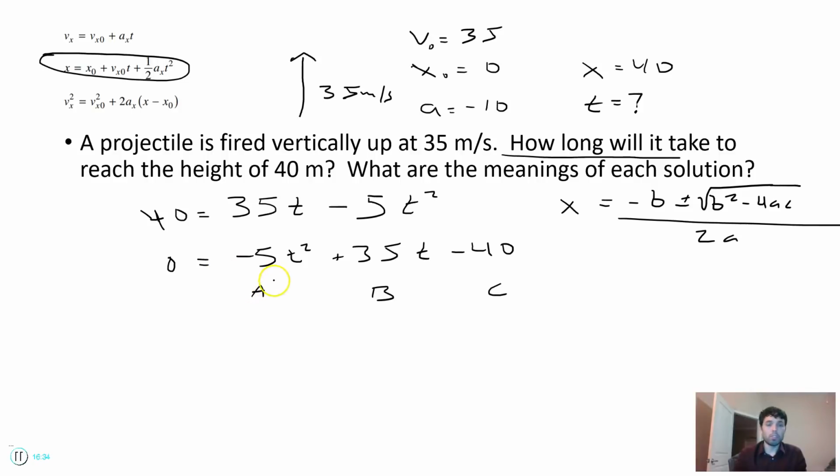Your a term is always the coefficient in front of the variable that's being squared. The b term is the coefficient in front of the term that's not being squared. And then the c is always just a constant, the one that has no variable with it at all.